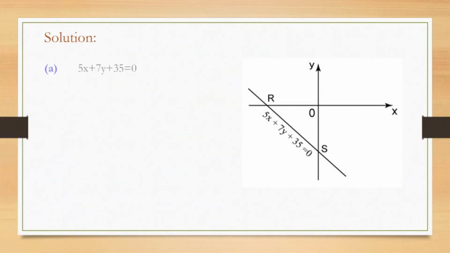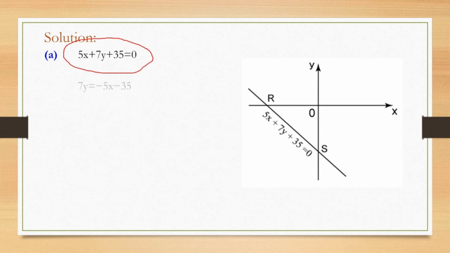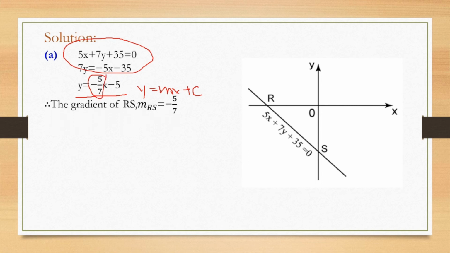For question A, to get the gradient, we should rearrange this equation into its general form, which is y equals negative 5/7 x minus 5. And we can compare with y equals mx plus c. Thus, we know that negative 5/7 is the gradient of RS.